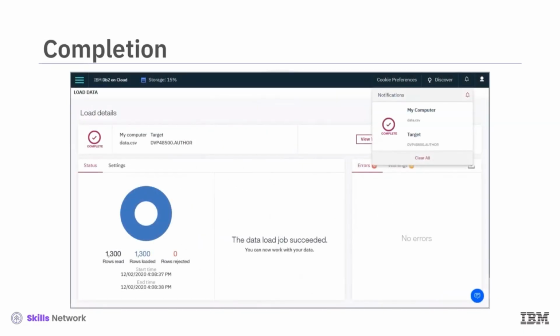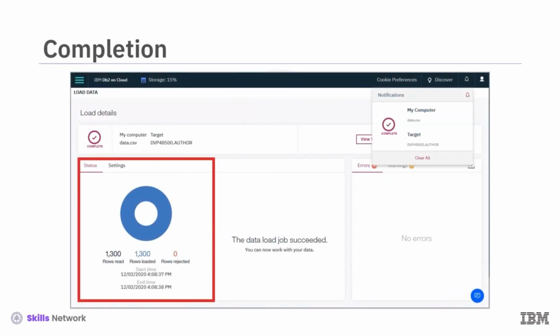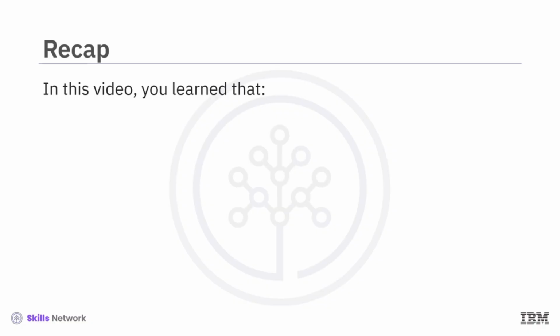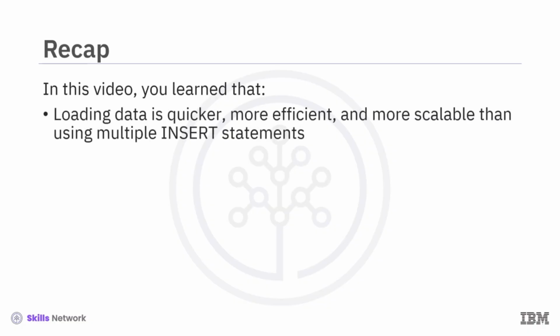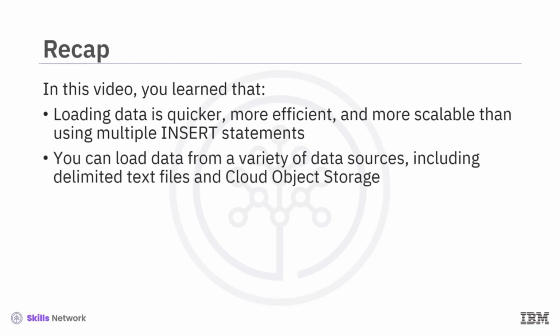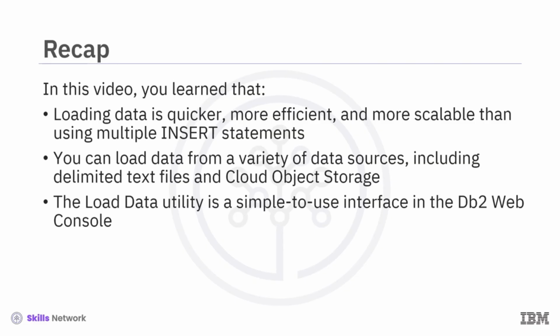When the load completes, the console displays the status of the process and also shows any errors or warnings that the load process has raised. In this video, you learn that loading data is quicker, more efficient, and more scalable than using multiple insert statements. You can load data from a variety of data sources, including delimited text files and cloud object storage. The Load Data utility is a simple-to-use interface in the DB2 web console.